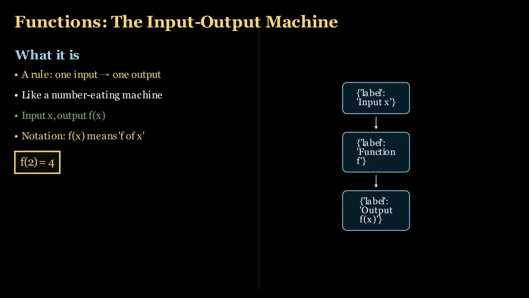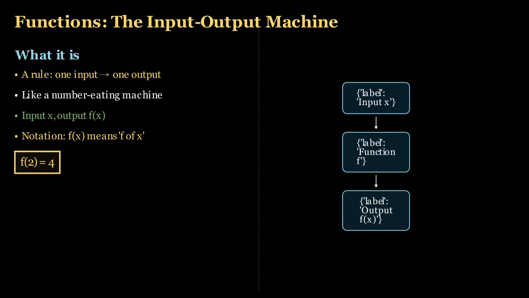The f is just the machine's name, and the parentheses mean feed this in. So f of 2 equals 4. The rule is, whatever you put in, square it. Every input has one and only one output. That's the one rule a function must follow.